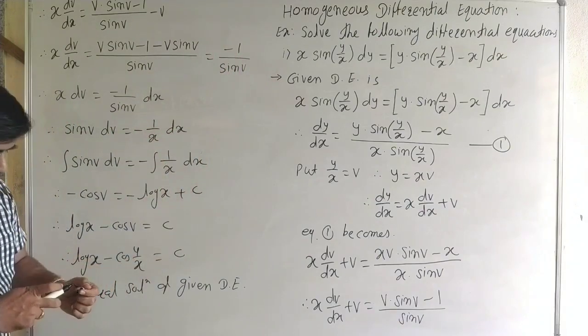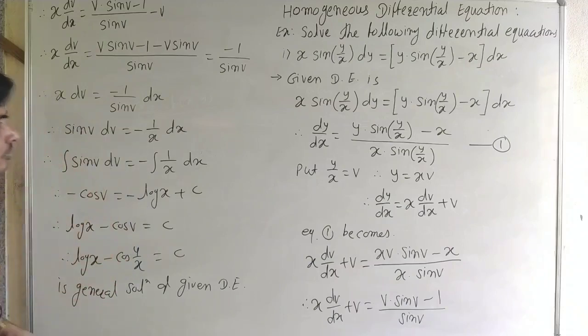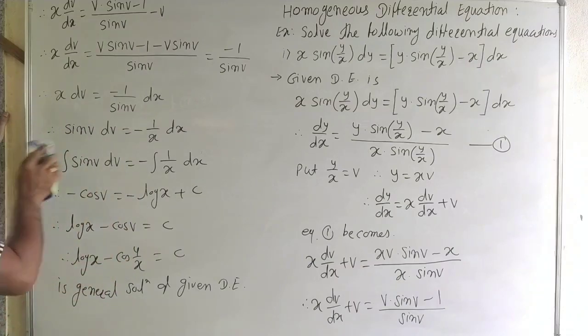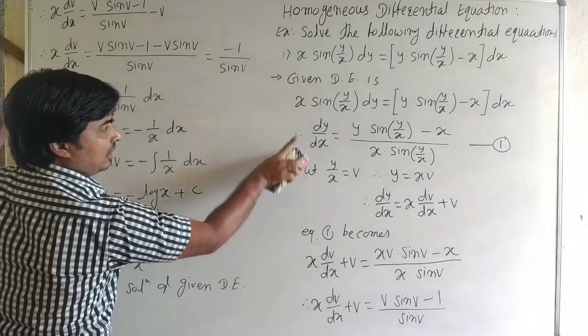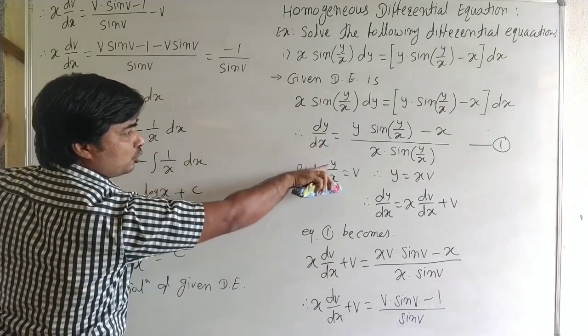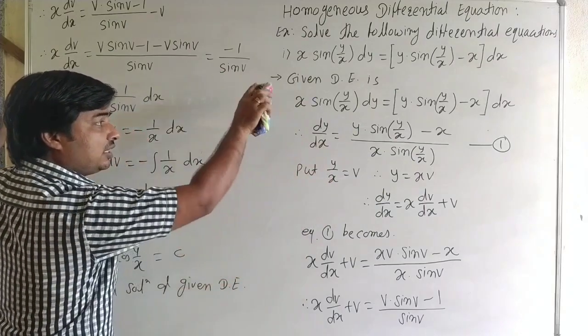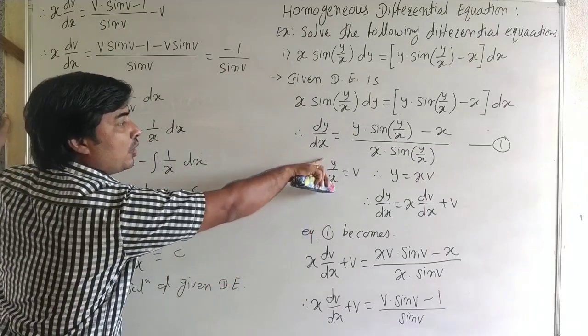Okay. Now we see the next example. See carefully this. It is in the form of the homogeneous differential equation, and here we write the dy by dx. So we put y by x. If we write dx by dy, then we put x by y.